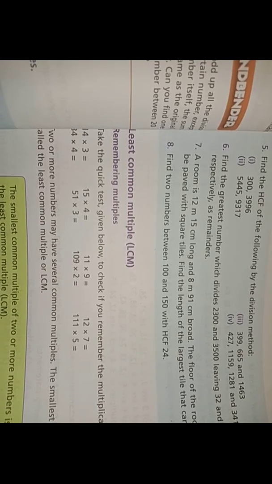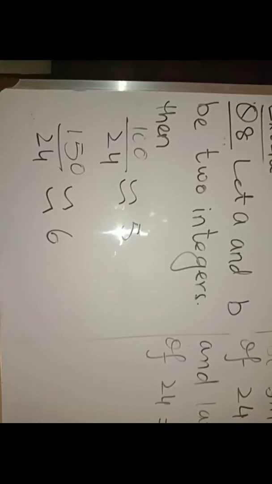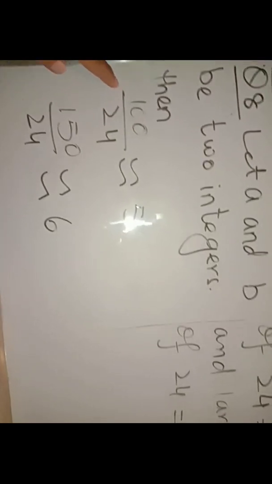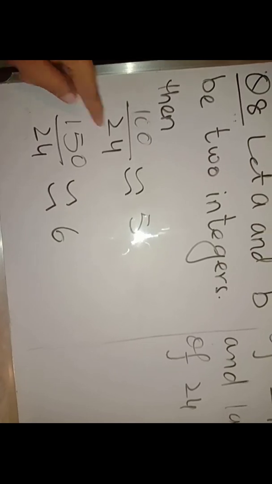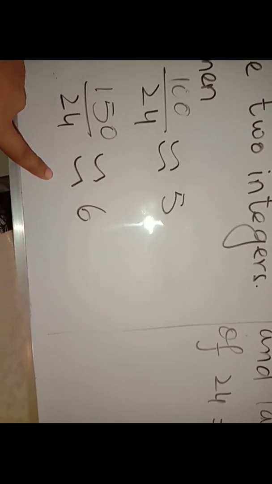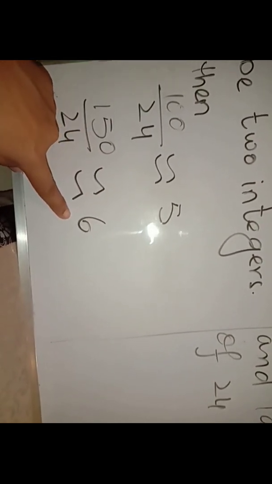Question number 8, we have to find two numbers between 100 and 150 with HCF 24. So let's have a look over it. Let me say that A and B be two integers, then the first number 100 divided by its HCF 24 is approximately equal to 5, and then 150 divided by its HCF 24 will be approximately equal to 6. So we can say that the smallest multiple of 24 is 5 and the largest multiple of 24 is 6.